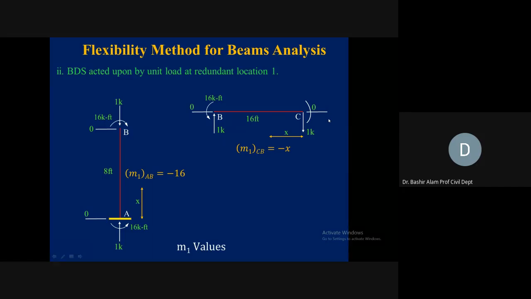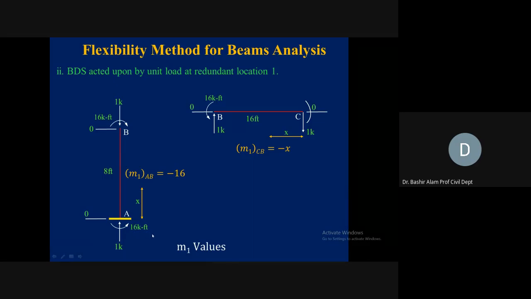Joint B now, it should be in equilibrium. So 1 kip upward, so 1 kip downward here. Horizontal 0, horizontal 0. 16 kip feet counterclockwise, so 16 kip feet clockwise. Joint B is in equilibrium. AB should be in equilibrium. 1 kip downward, so 1 kip at A in the upward direction. Horizontal 0, horizontal 0. 16 kip feet is the moment, so the resisting moment at A will be 16 kip feet in the opposite direction. So here we see.